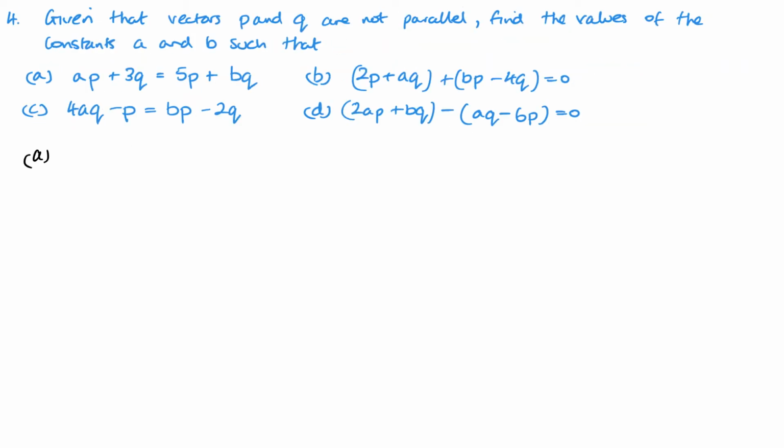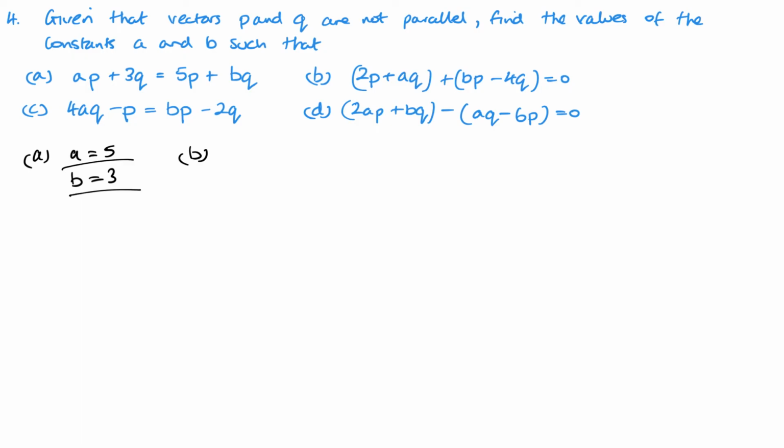Okay, in these type of question, we're just going to be comparing the coefficients of each part of the vector. So in this case, the coefficients of P and the coefficients of Q. So looking at the first one, it's nice and easy. A equals 5 and B equals 3.